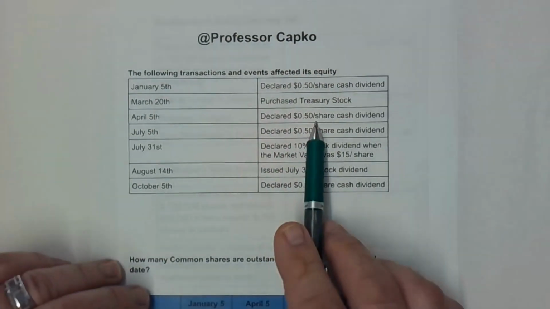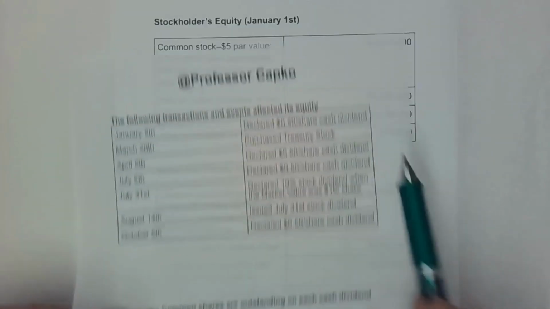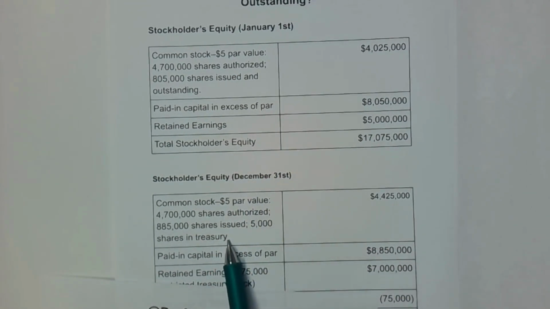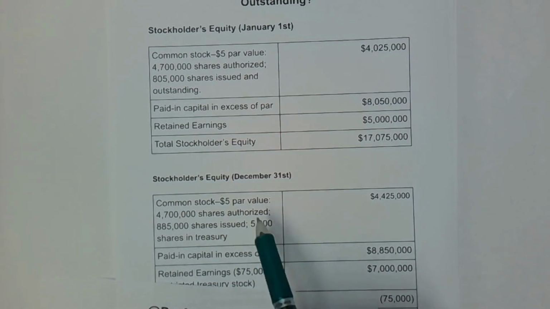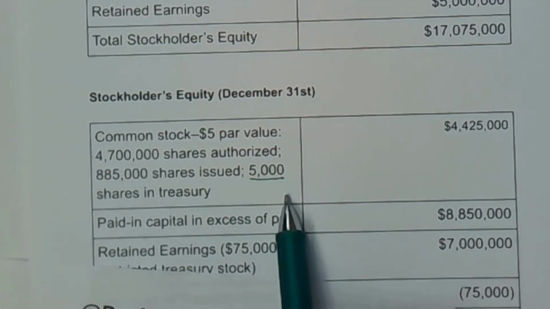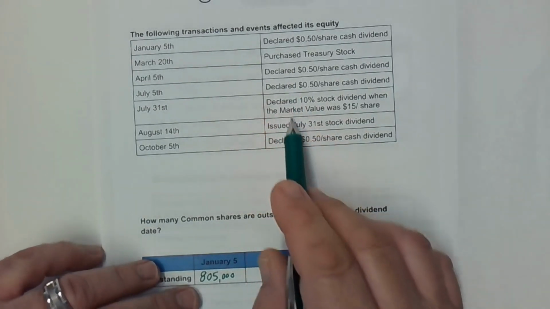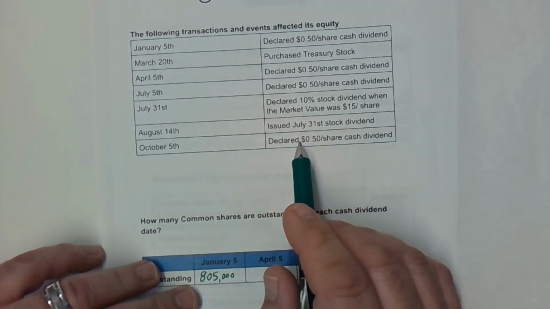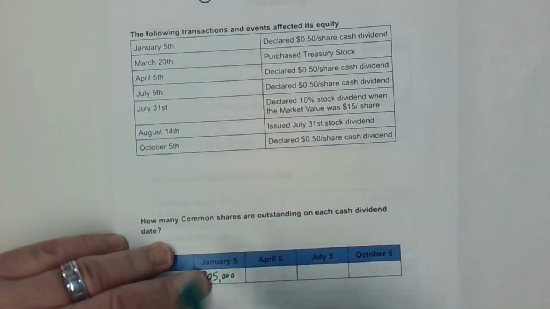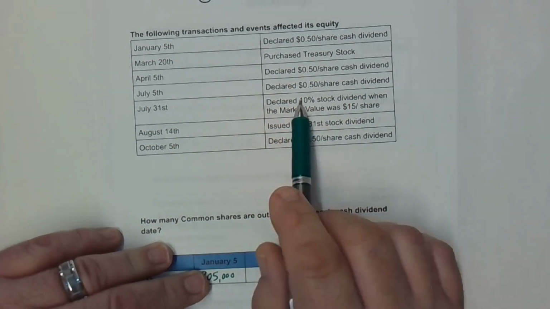We need to figure out how many shares of treasury stock were purchased. We can look at the end of the year to find that out. It tells us there are 5,000 shares in treasury. Now that's the ending balance, so we want to check very carefully to see if there's any other transactions involving treasury, because even though it's been purchased, they could purchase more, or they could also sell some of the treasury stock. So we need to see, and once it's sold, it goes back into being outstanding.